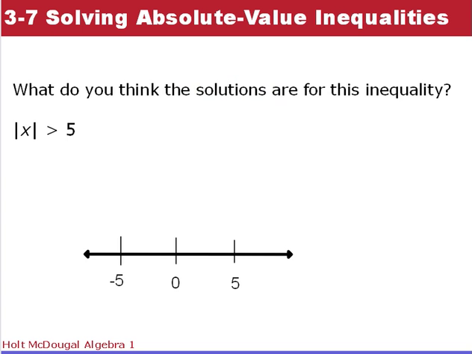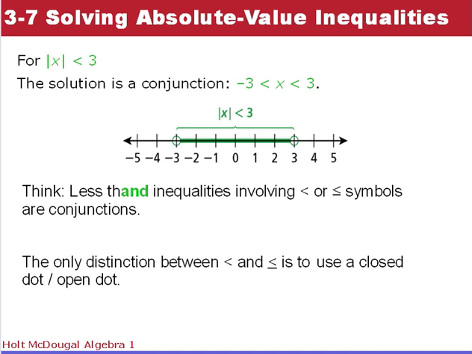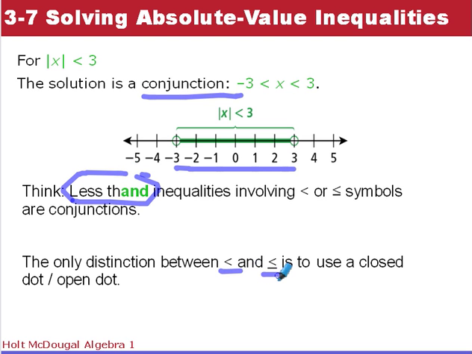So looking at this, if we have the absolute value of x less than 3, it's a conjunction. So it's between the two endpoints, like we did with the absolute value is less than 5. With less than or less than or equal to symbols, think of less than with the "and" in there. And that's going to be between, it's a conjunction. The only difference between our two symbols is our open dot and our closed dot. They're part of the solution or not.